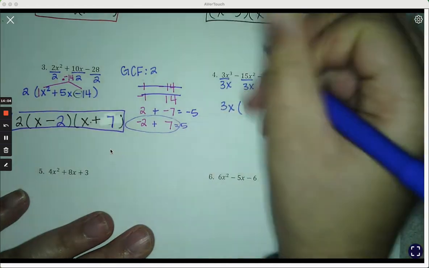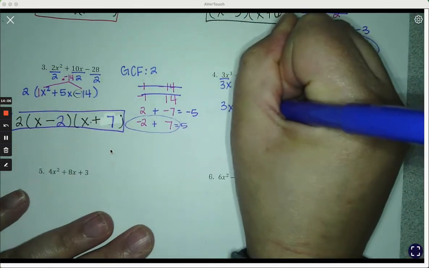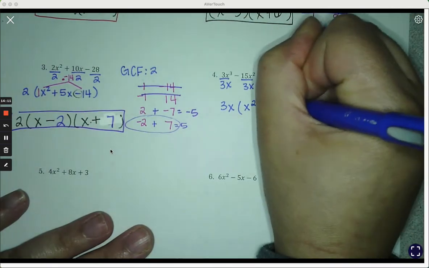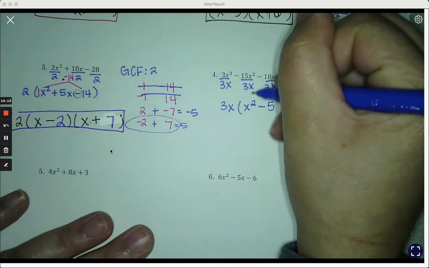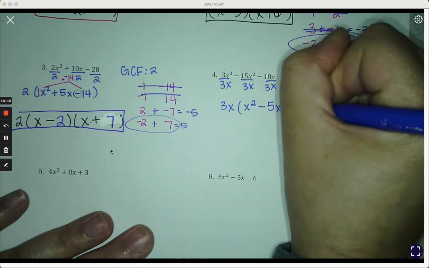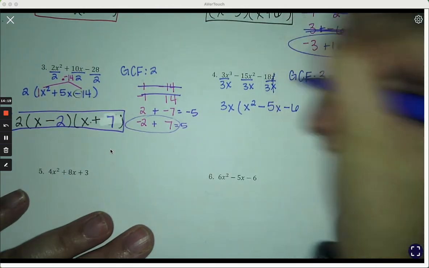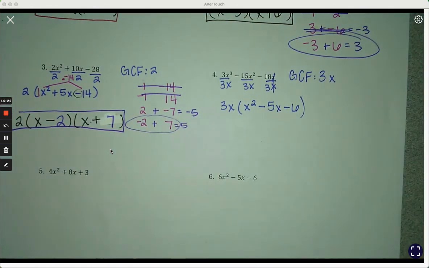3x cubed divided by 3x is x squared, minus 15 divided by 3 is 5. x squared divided by x is x, minus 6, the x's cancel.